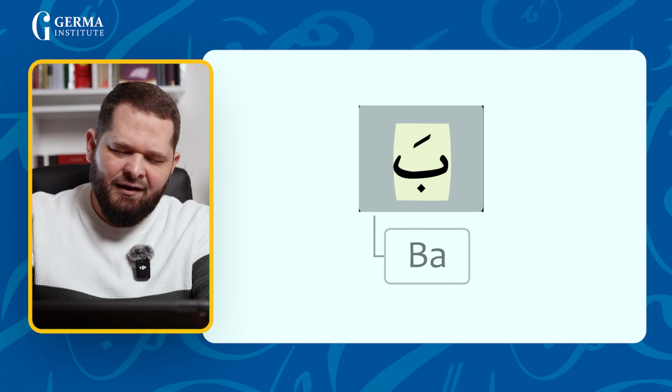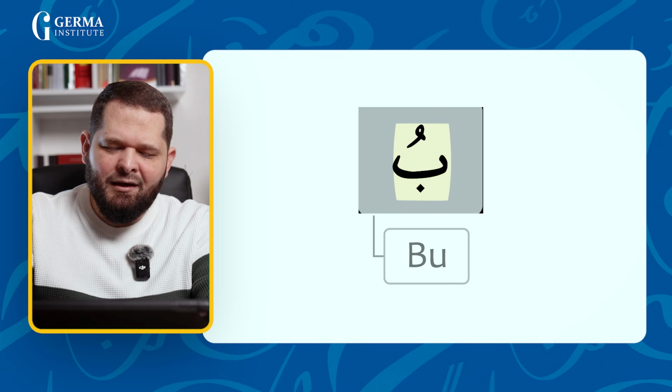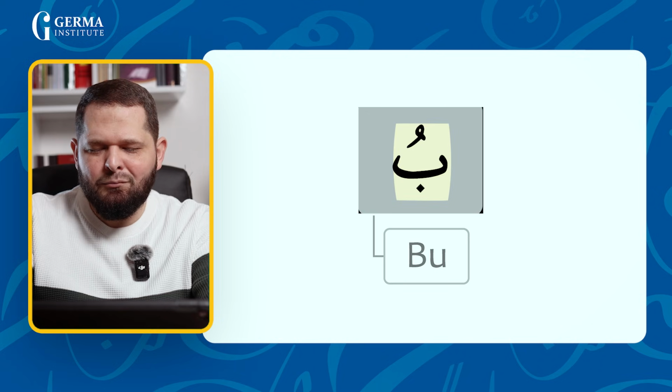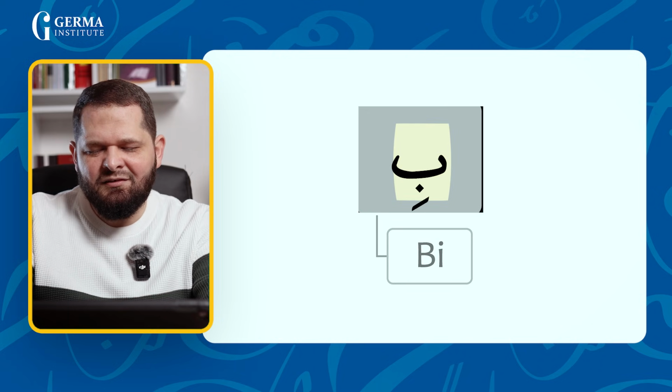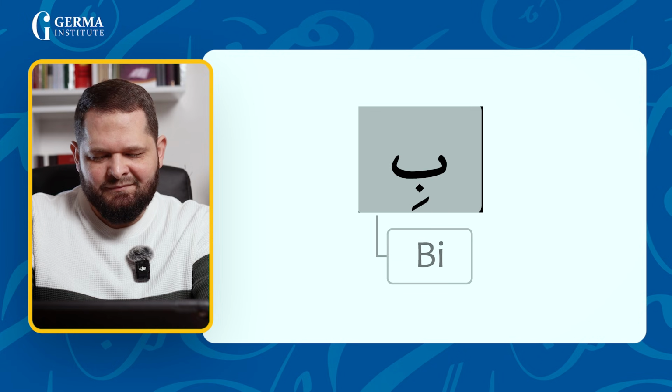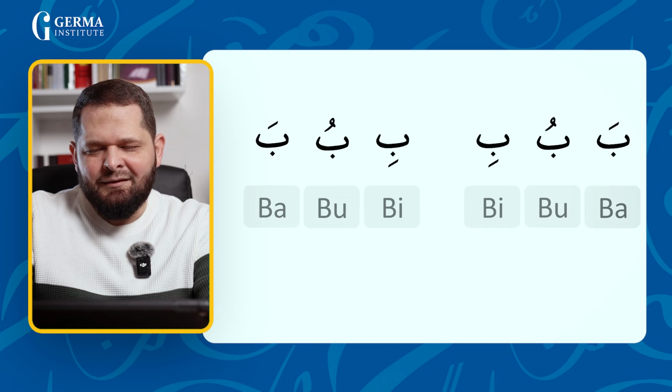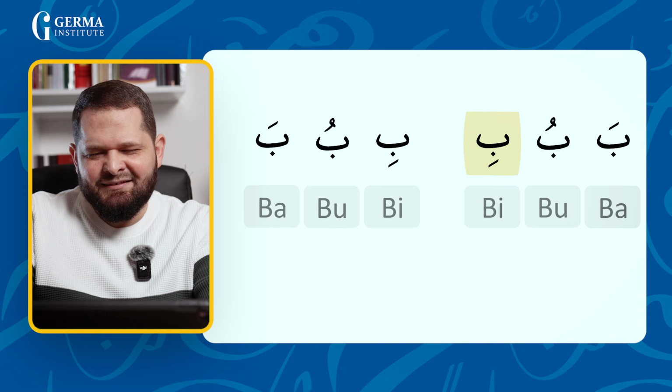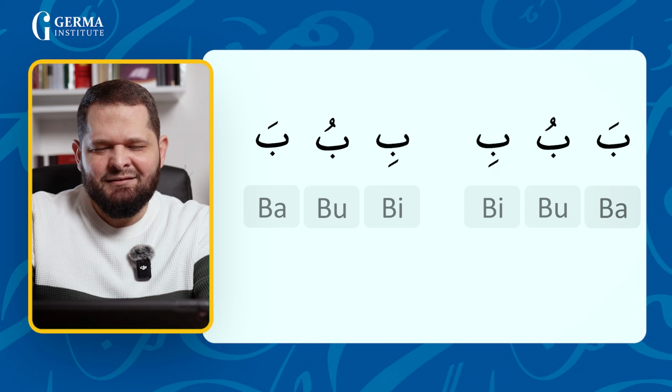Ba and fatha, ba. Ba and dhamma, bu. Ba and kasra, bi. Examples: ba, bu, bi. Bi, bu, ba. And now read the following examples.